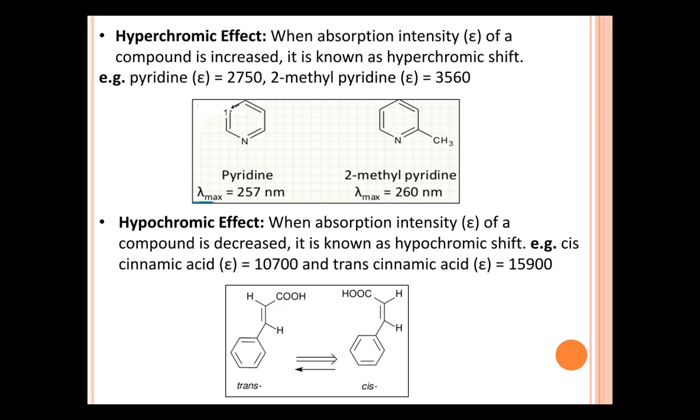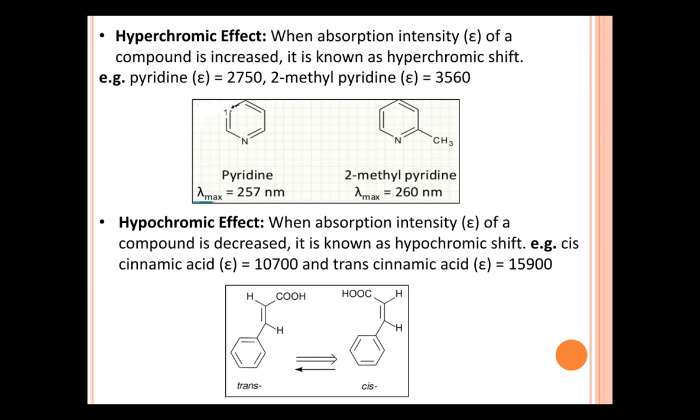For example, pyridine has lambda max 257 nanometer, but 2-methyl pyridine has lambda max 260 nanometer. Its intensity of absorption increases, because the intensity of absorption of pyridine was 2750, and when we attach a methyl group at the second position in pyridine, the intensity of absorption increased to 3560. It is an example of hyperchromic effect. Hyperchromic effect can also occur when we introduce an auxochrome in the molecule.